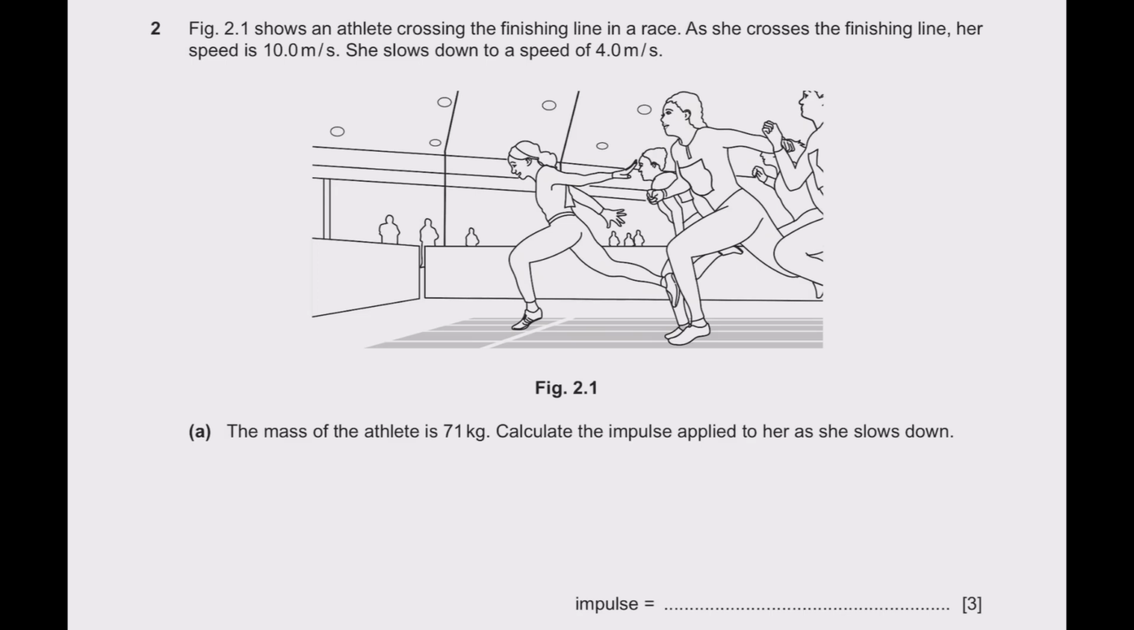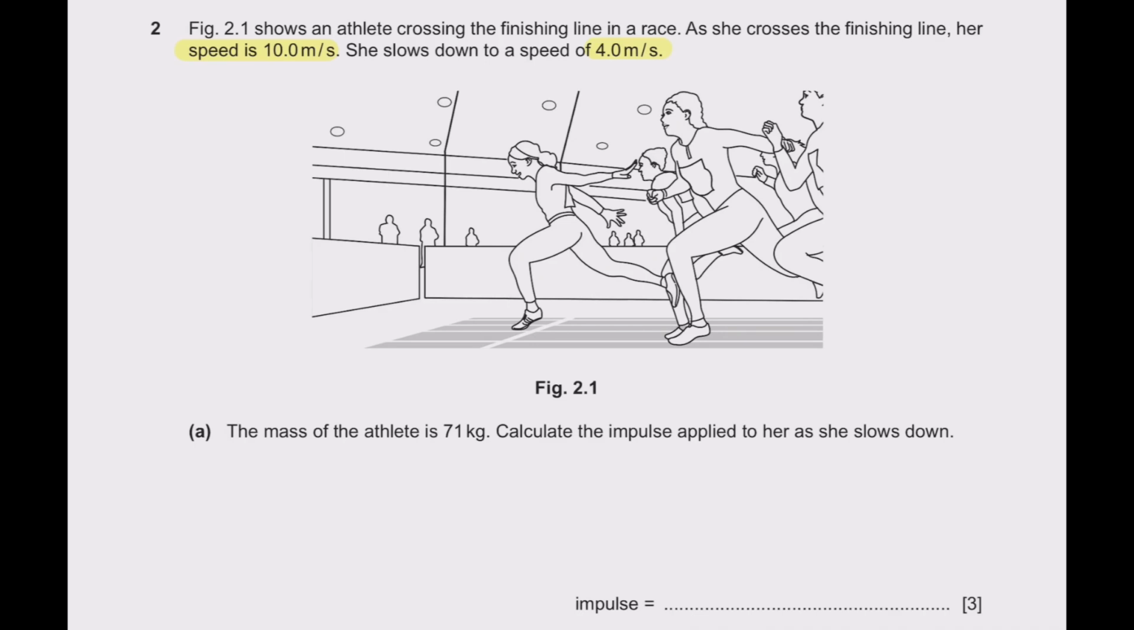The figure shows an athlete finishing the line in a race. As she crosses the finishing line, her speed is 10 meter per second and slows down to 4 meter per second. This is the first athlete, we can say, finishing a line. As she crosses the finishing line, her speed decreases from 10 to 4 meter per second. The mass of the athlete is 71 kg. Calculate the impulse applied to her as she slows down.